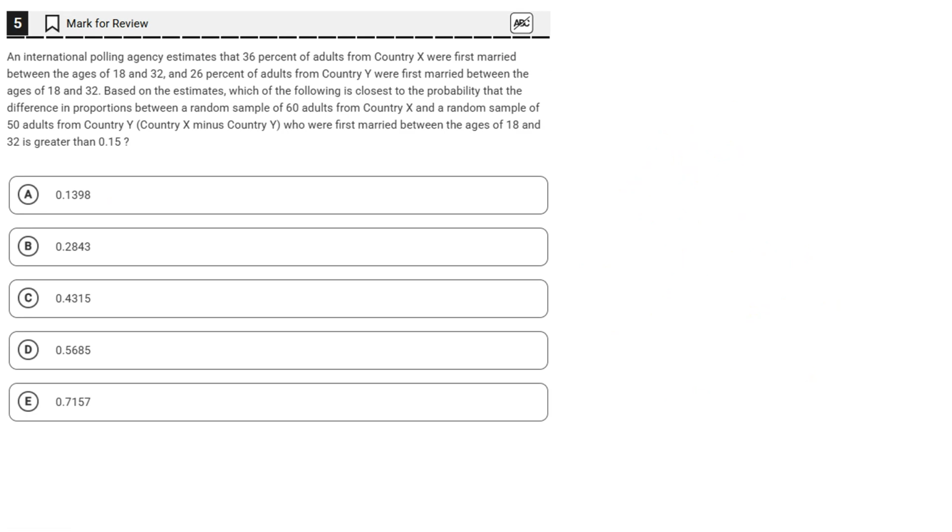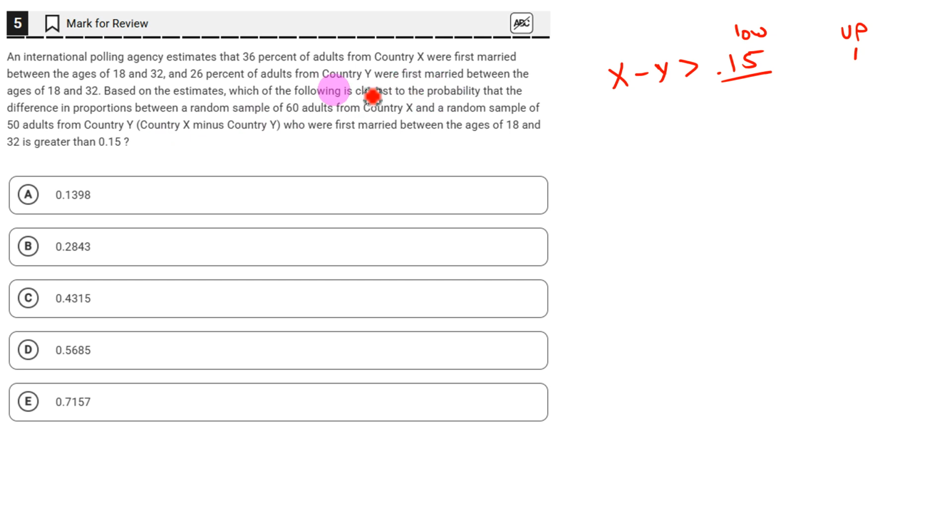International Polling Agency estimates that 36% from country X were married between the age of 18 and 32, 26% from country Y. Based on the estimates, which of the following is closest to the probability that the difference in proportion from a random sample of 60 adults from country X and a random sample of 50 adults from country Y who were first married before 32 is greater than 0.15? So we want X minus Y to be greater than 0.15. So this is going to be our lower bound, and then the upper bound will be 1, because we are talking proportions.